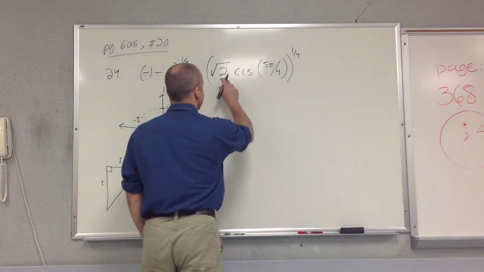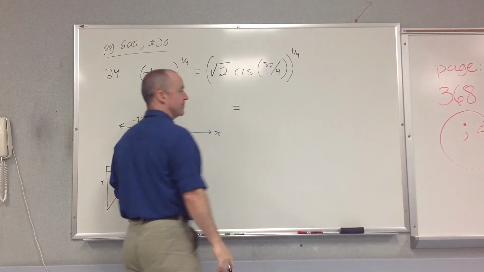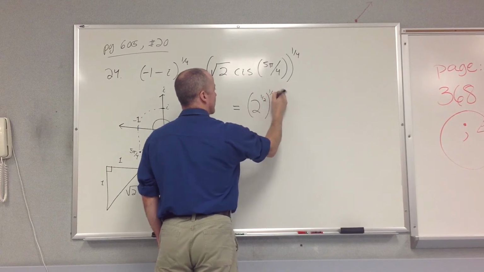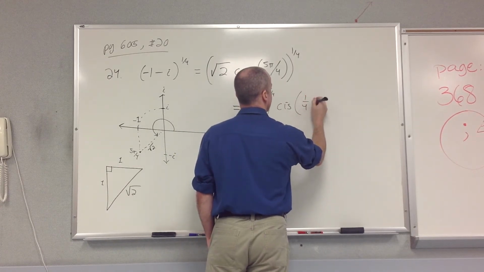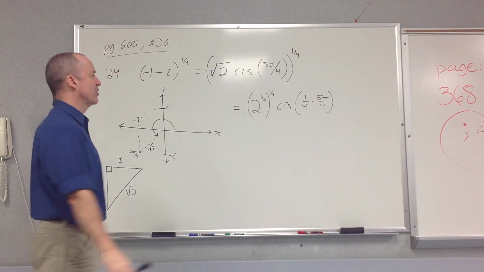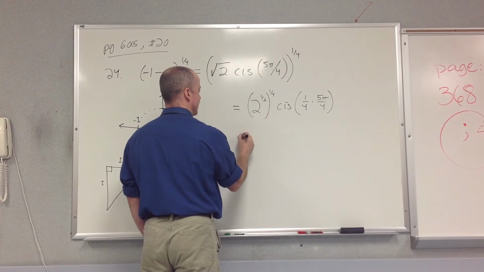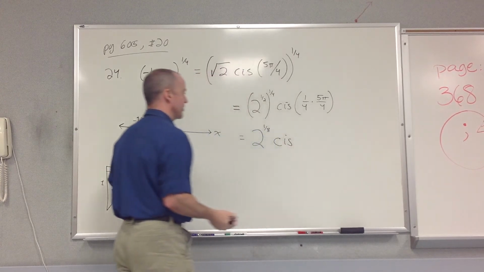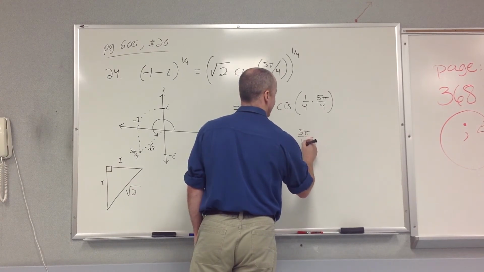Okay, what's the fractional exponent way to write square root of 2? 2 raised to the 1/2. And that's being raised to the 1/4 power. This part's a little easier. Cis, well, maybe not. 1/4 times 5 pi over 4. If I raise a power to a power, what do I do with those exponents? Multiply them together, which in this case will just be the denominators. So that's 2 to the 1/8. I don't even know what the 8th root of 2 is. It's probably not very big. And that's cis 5 pi over 16.